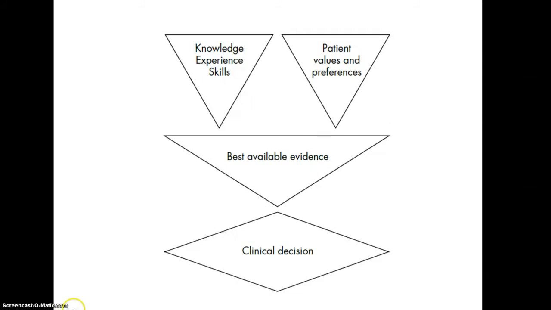The basic model of evidence-based practice takes into account three major aspects. The first aspect, which we've been talking about, is using the best evidence available. This is using sensitivity, specificity values, likelihood ratios to determine if the evidence is worth considering when looking at a clinical test. The other two components are the knowledge and expertise of the clinician and the patient's values and preferences.